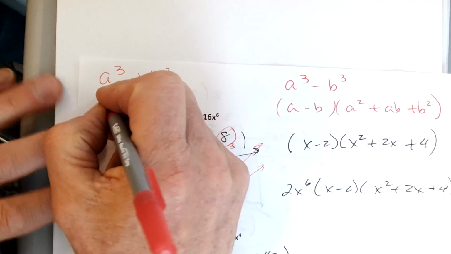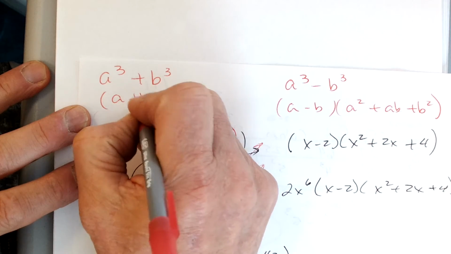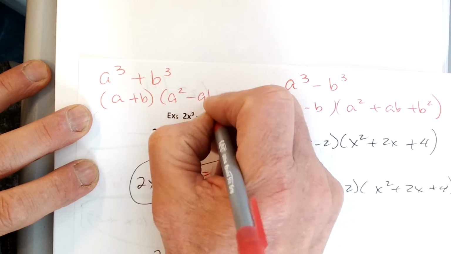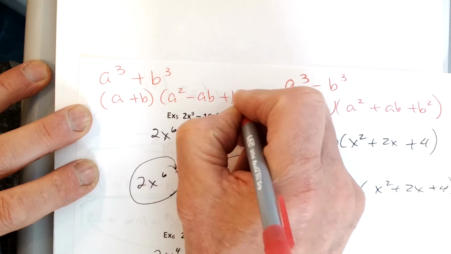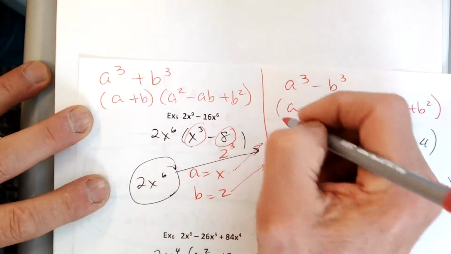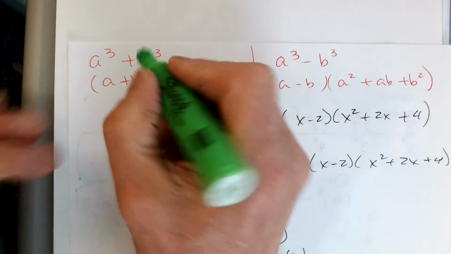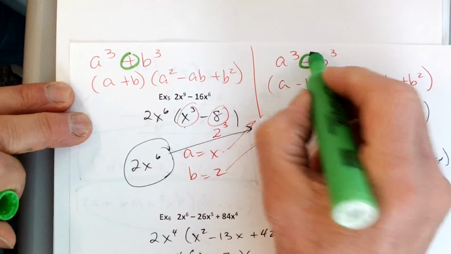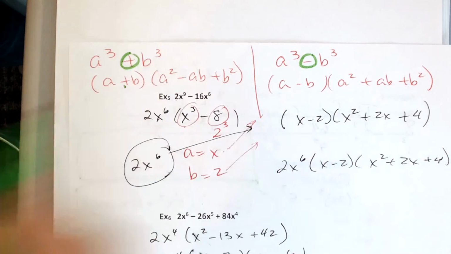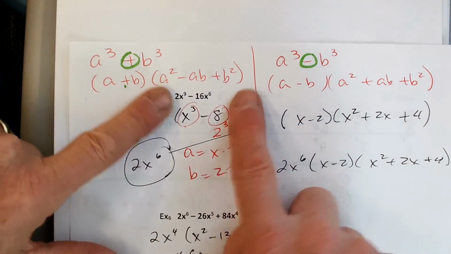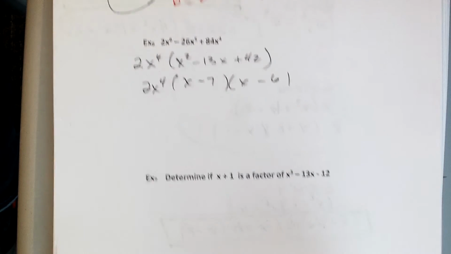This one factors into an a plus b, a squared minus ab plus b squared, okay? Almost identical formula. The only difference is there, and the signs are different, okay? I meant to put that on this sheet, but I forgot. Okay, write that down. So these are the two we're going to use today, okay? All right, slide it up.